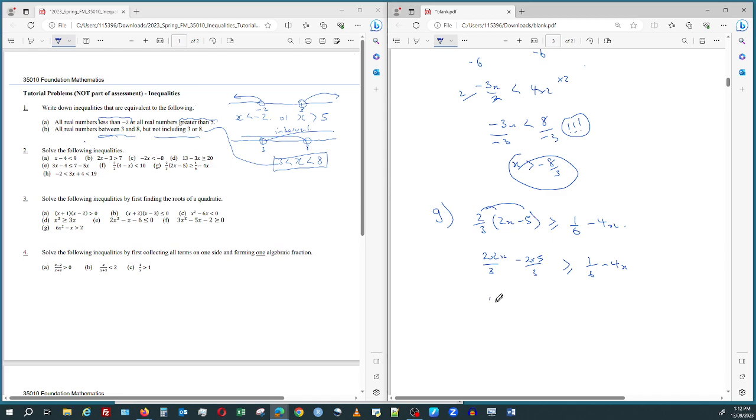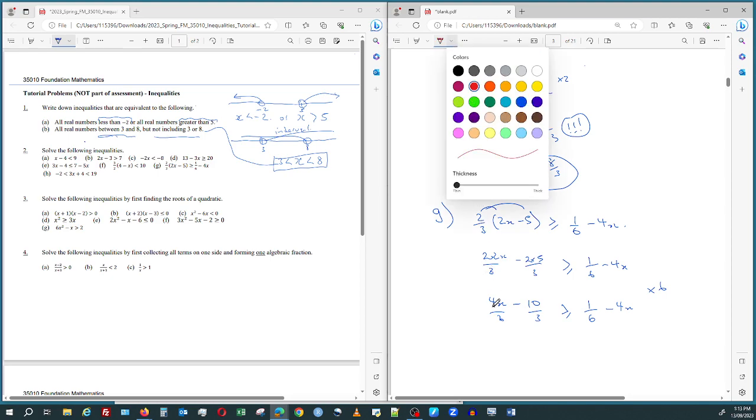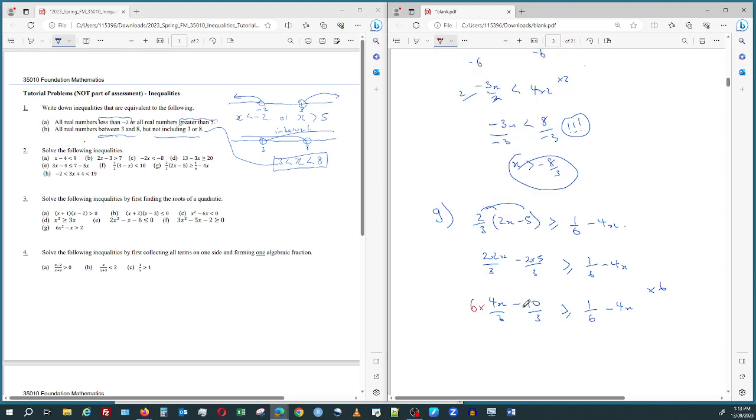So 2 2s are 4x minus 10, it's 1/6. So what we'll do is we'll multiply through by 6. So every term gets a 6. So we do 6 times, 6 times, 6 times, 6 times.